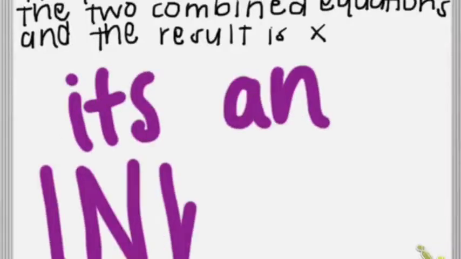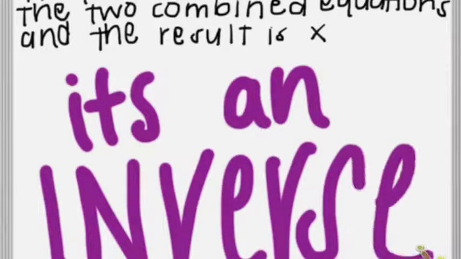For the first method, you can insert one equation into the other in place of x. Solve using basic algebra. If the answer that results is x, then congrats, you got inverses.